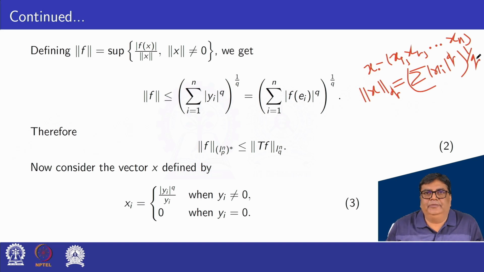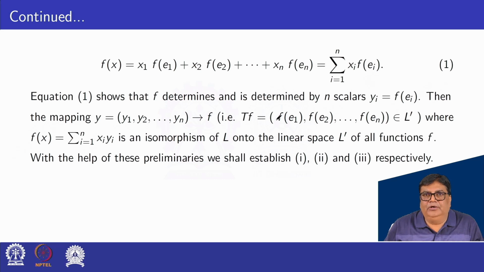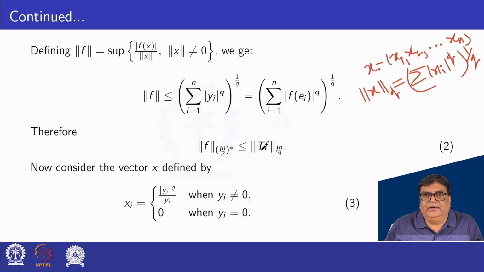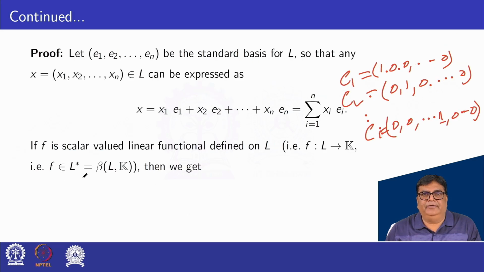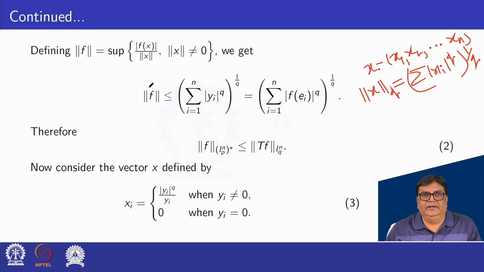Okay, so as per this, here Tf is equal to the n-tuple of f(ei). So this can be written as the norm of Tf. And here f is an element of LPN star, that is, this one is the norm for LPN star. So norm f in LPN star is less or equal to norm Tf in LQN. Equation 2.